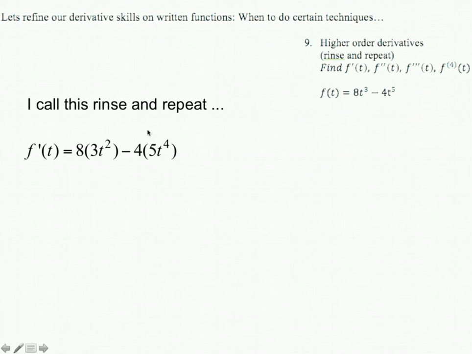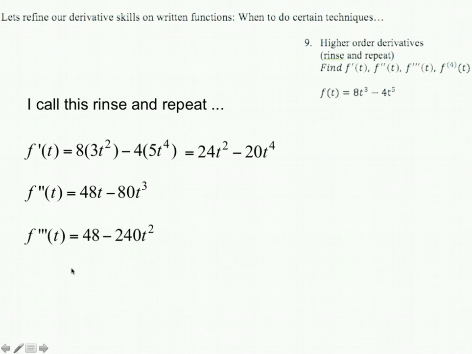So if I differentiate this, I'm going to put my 8 out here, differentiate t cubed to get 3t squared, minus 4, and then differentiate this to get 5t to the fourth. And I'm going to simplify this. It's 24t squared minus 20t to the fourth. And I'm going to do this again. So the second derivative is differentiating this. So bring down the 2, that's 48t. Bring down the 4, that's minus 80t cubed. And I'm going to do this again.